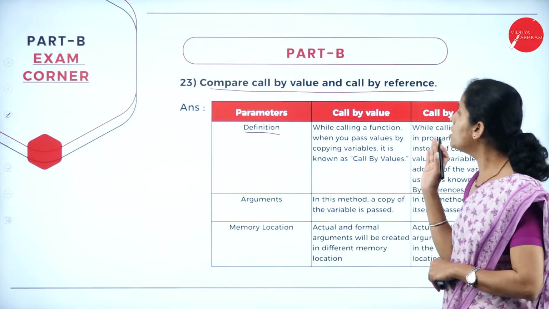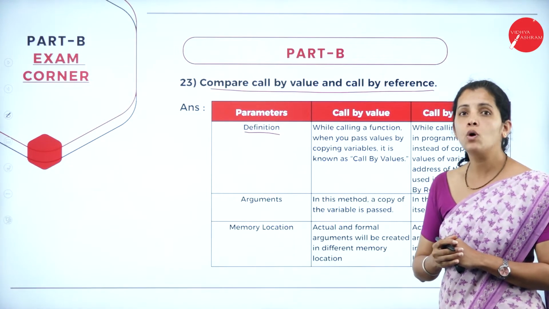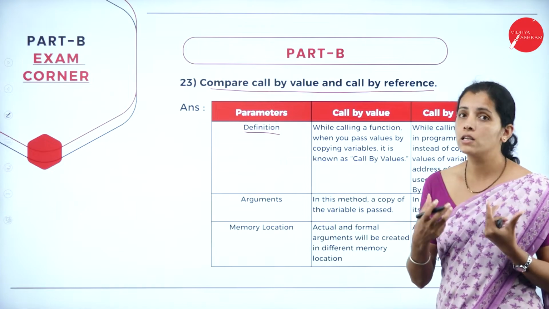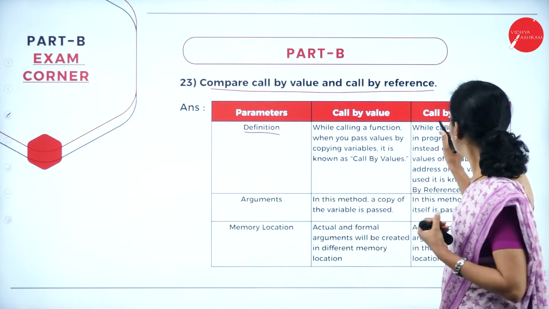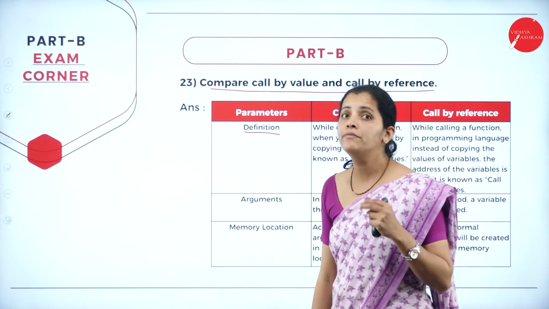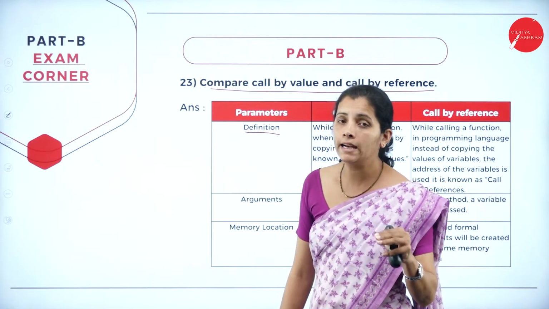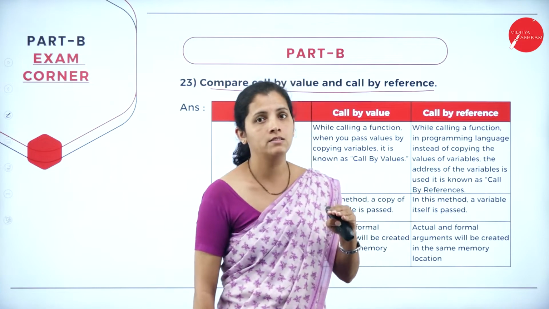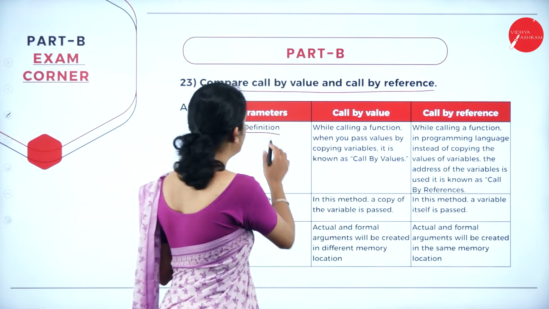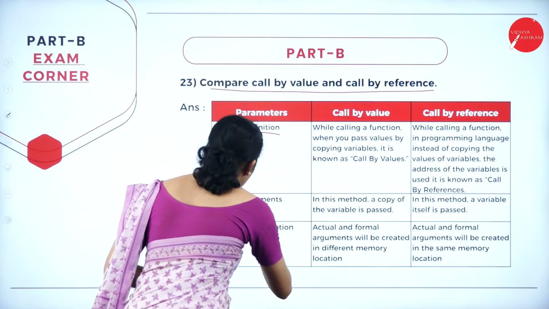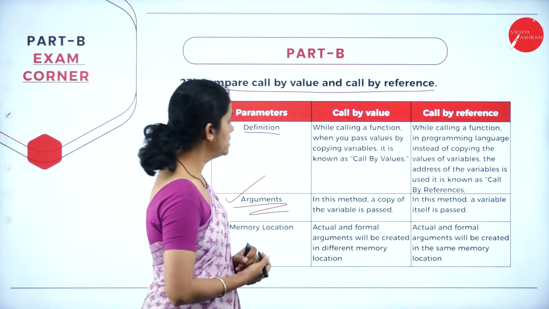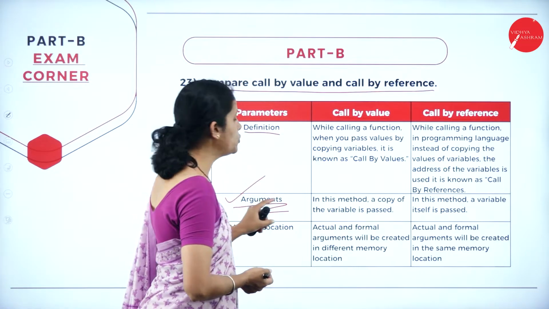Now, what is call by value? I'm going to call a function by using value, or by passing value. But what is call by reference? I'm going to call the function by sending the address or reference. So this is my first difference with respect to definition. Now let me consider the second difference based on arguments.